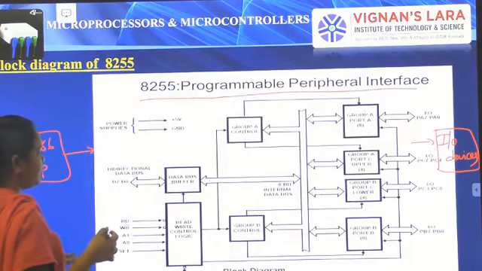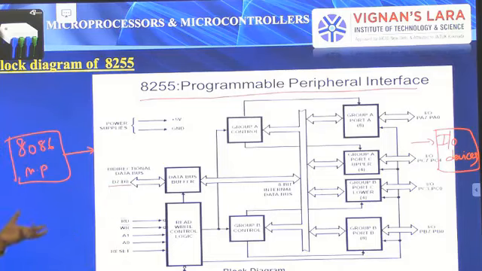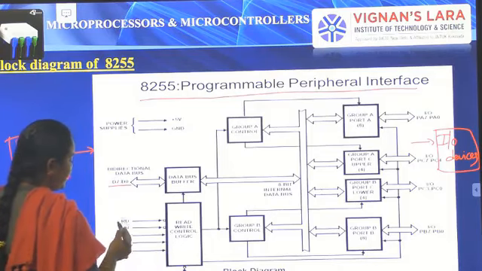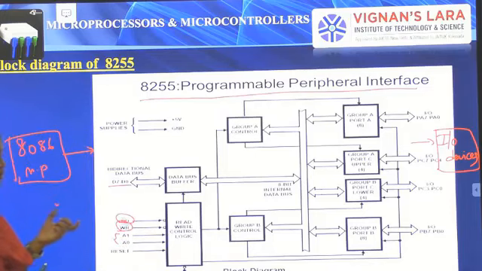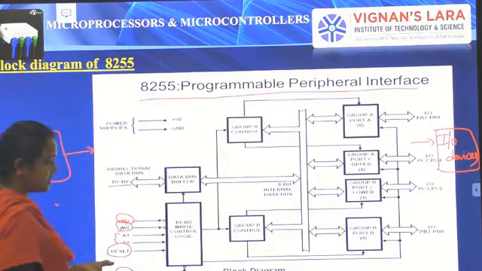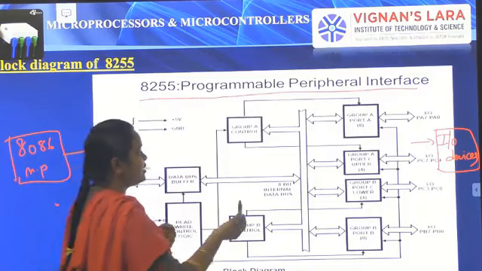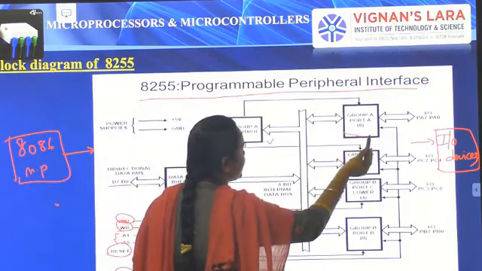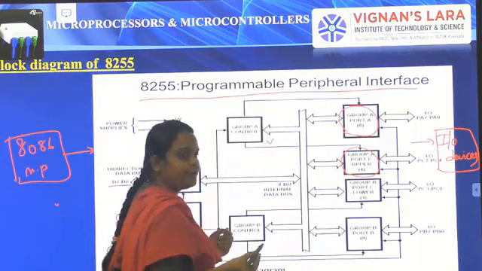We have data bus pins D0 to D7 for carrying the data from the 8086 to the input and output devices, and the read and write control logic for read operation and write operation. For sending the address from the 8086 or input output devices, we have A0 and A1. For resetting the registers, we have the reset pin. For the operation of this chip, we have chip select as CS bar, and group A control and group B control. Under the control of group A, we have group A port A, which is 8 bits, and group A port C, which is 4 bits.